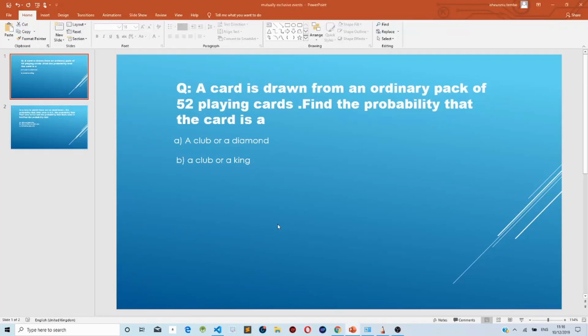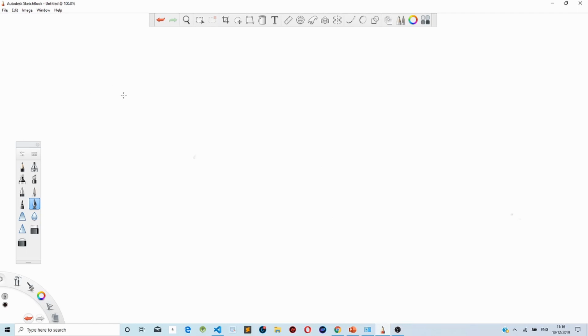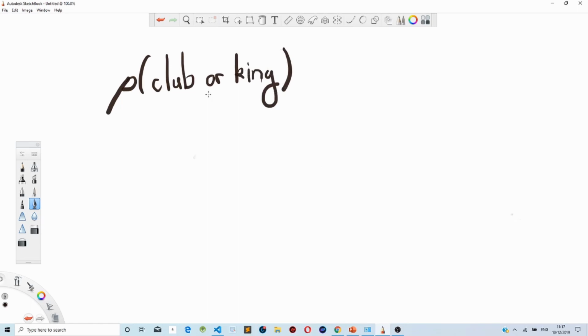The second part: the probability of getting a club or a king. This rule tells us that these are mutually exclusive events. We cannot get a club and a king at the same time. This does not happen. So this is an example of a mutually exclusive event.